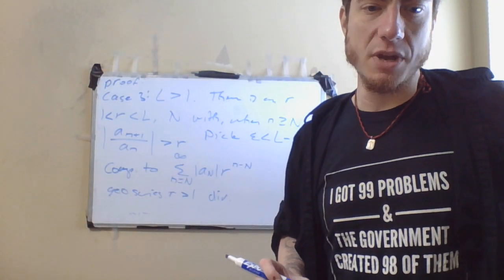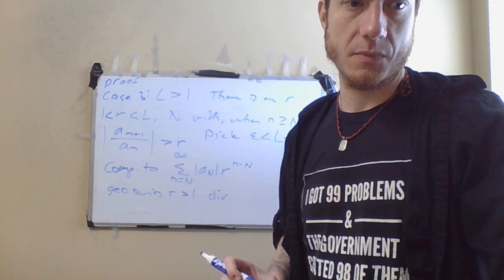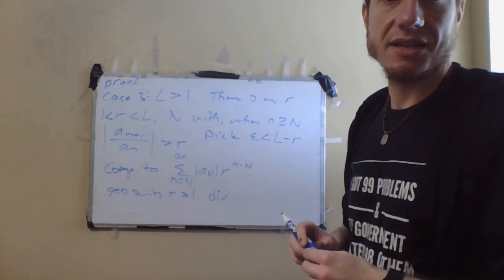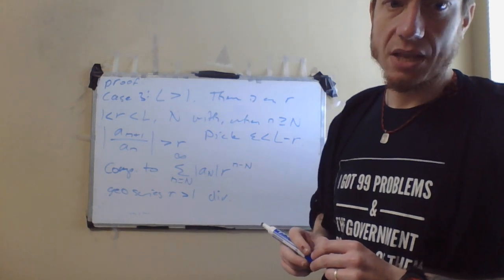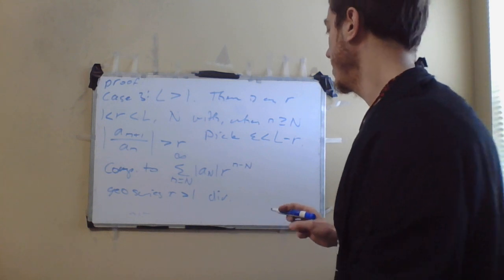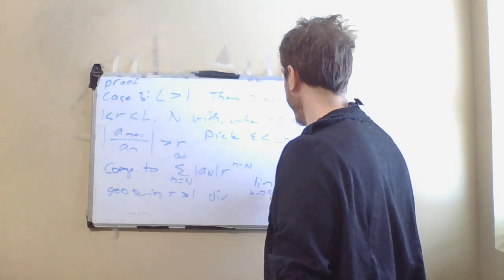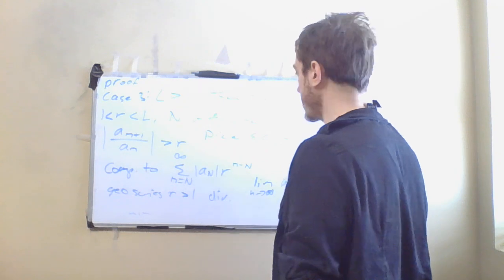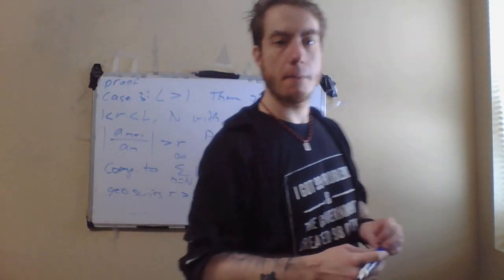Now, in fact, what we can say is something a bit more than this. What we can actually say is that this really implies even more than this. We can say the limit as n goes to infinity of the a sub n's is not equal to 0, because if these are converging to something bigger than 1, then this limit cannot be equal to 0.